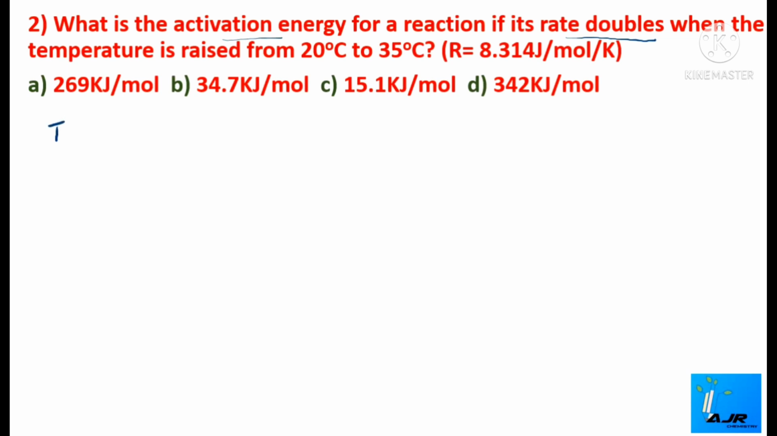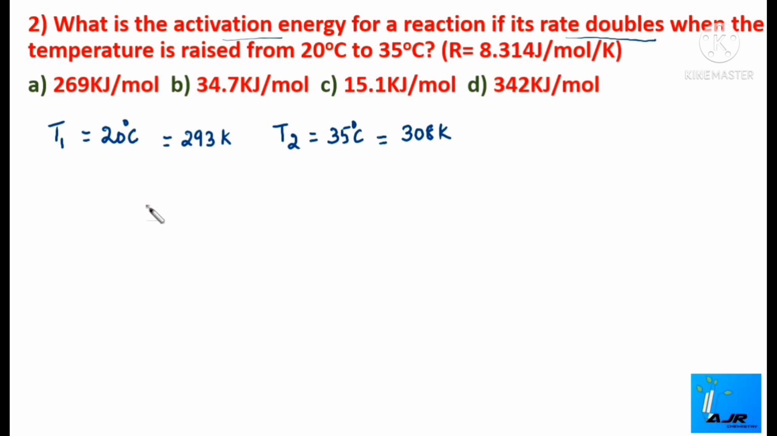What is T1? It is 20 degrees centigrade. If you convert this into Kelvin scale, it becomes 293 Kelvin. And what is T2? T2 is 35 degrees centigrade, and when converting to Kelvin scale, it will be 308 Kelvin. Now what they have given is that the rate of the reaction is getting doubled when the temperature is raised from 20 to 35 degrees centigrade.